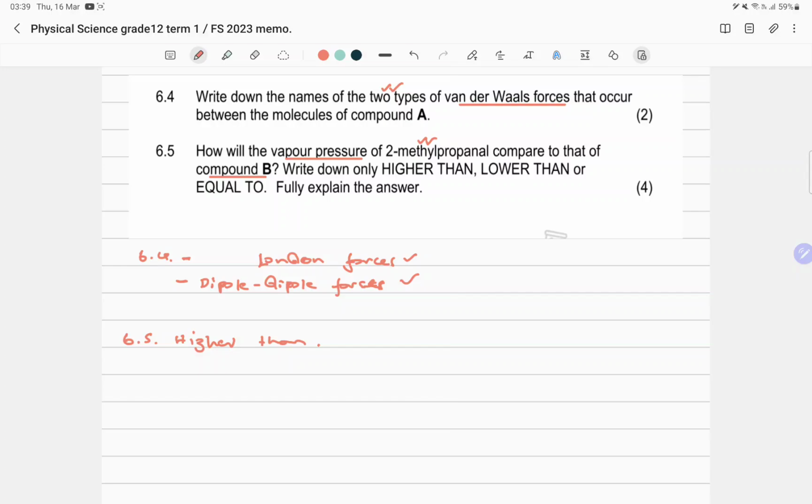Okay, now the answer says fully explain. So we can say, 2-methyl propanol is a branched chain aldehyde. Okay, maybe let's do that.